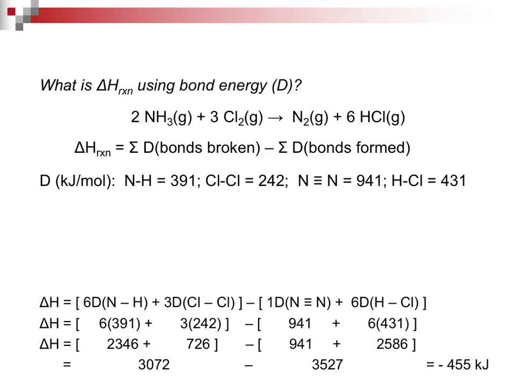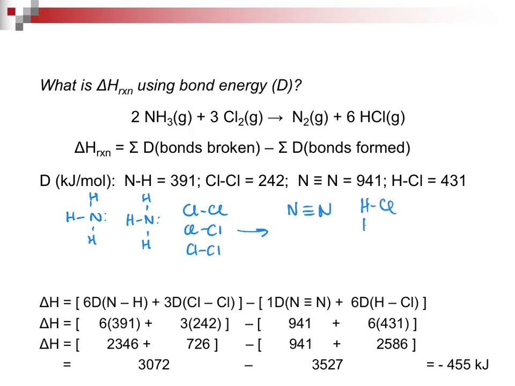What is the delta H of reaction using the bond energy D? I have ammonia reacting with chlorine to form nitrogen and HCl. What you need to do is draw out the structure. That's why this is kind of hard in chapter 5. It's a lot easier in chapter 8 when you've learned how to draw Lewis structures. I have two ammonias. I've just drawn them right here. I have three chlorines, 1, 2, 3. And those are my reactants. They're going to form nitrogen, which has a triple bond, and it's going to form 6 HCl's.